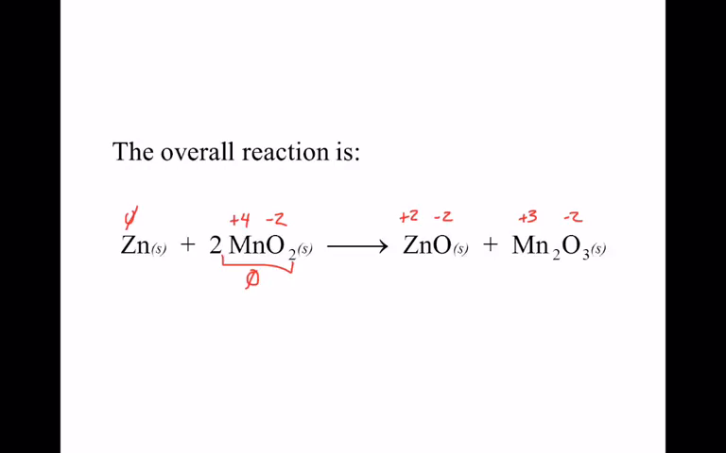So we could go ahead and pair up. Something's got to be oxidized. Looks like the zinc may be oxidized, and the Mn must be reduced. It's going from a +4 to a +3. I call that reduced.